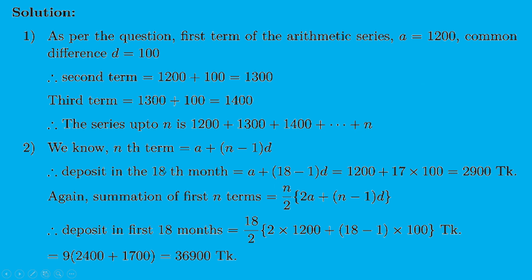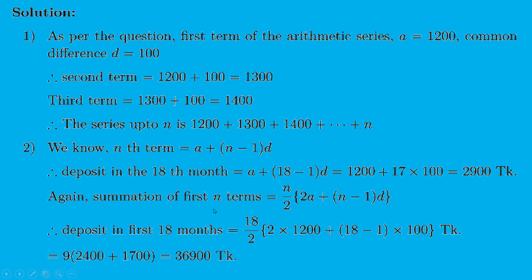Okay, and number 2, we know the nth term is equal to a plus n minus 1 into d. As we have to find the deposit in the 18th month, we have to put n is equal to 18. So a plus 18 minus 1 into d, but a is equal to 1200, and here 17 into d, d is equal to 100. After calculating this, we will get 2900 taka. This is the deposit in the 18th month.